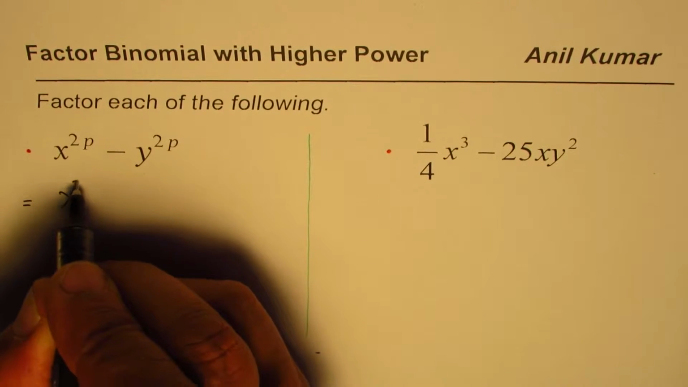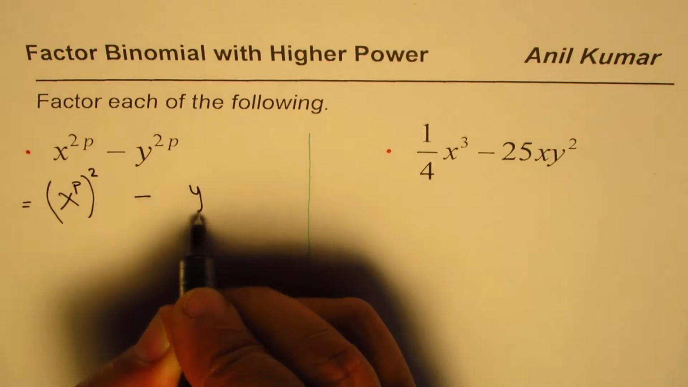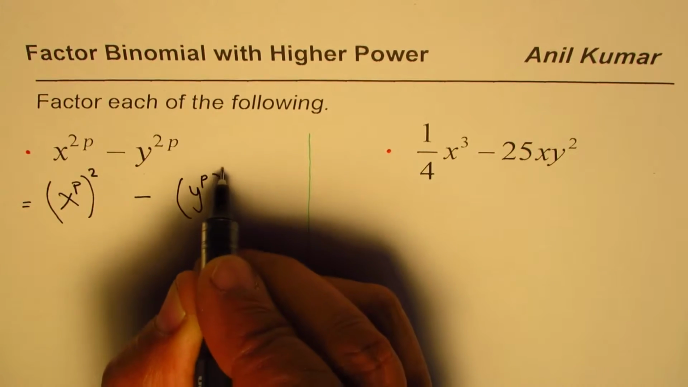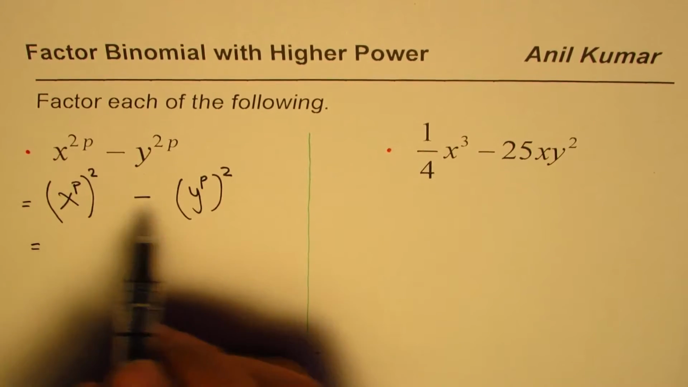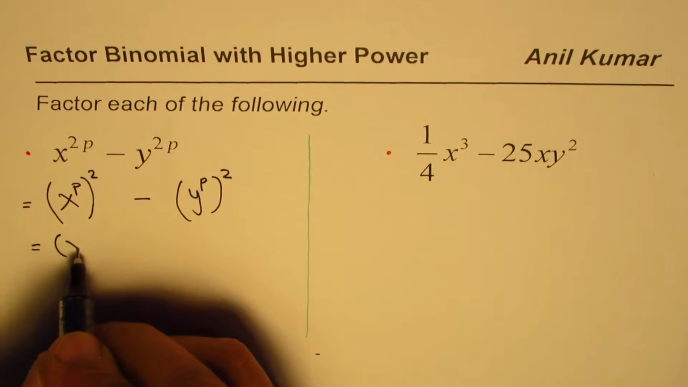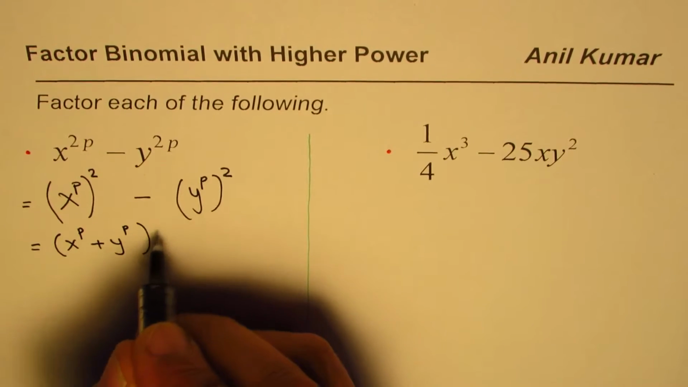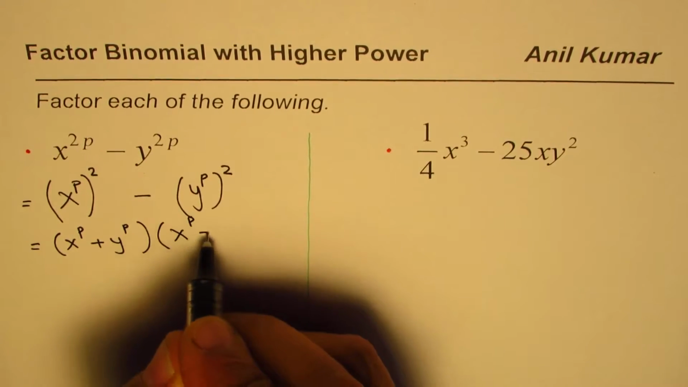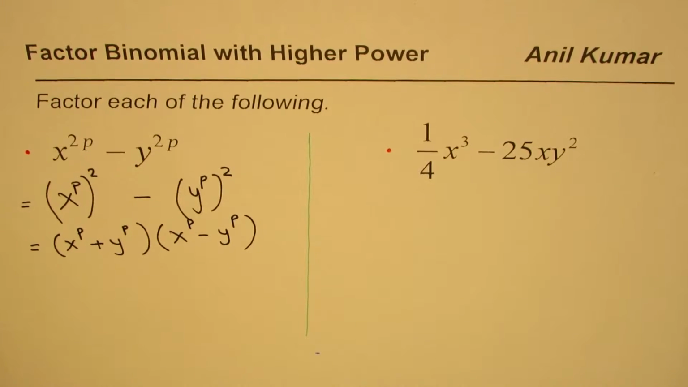We could write this as x to the power of p whole squared minus y to the power of p whole squared. Once we get a difference of squares, we could write this as the product of sum and difference, right? So we could write this as x to the power of p plus y to the power of p times x to the power of p minus y to the power of p, correct? So that is the factored form for the given question.